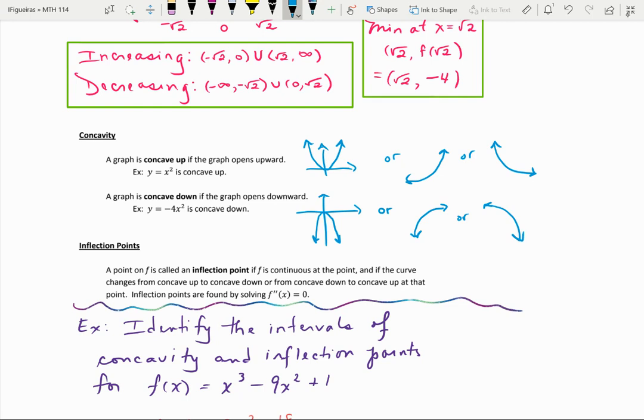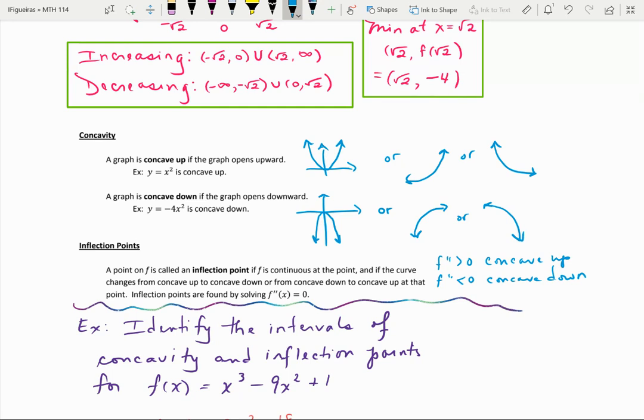So when f double prime is positive, it is concave up. When f double prime is negative, it is concave down. So when you see a change in sign from concave up to concave down, that means that you have an inflection point where that transition happens.